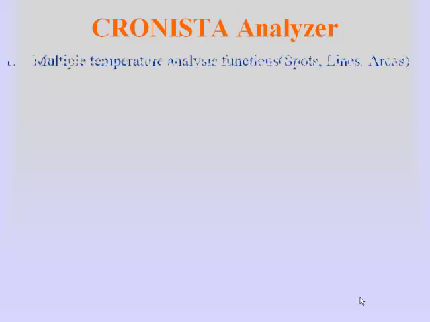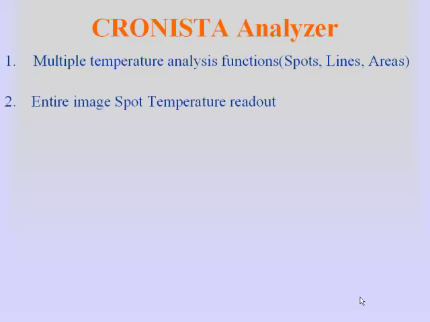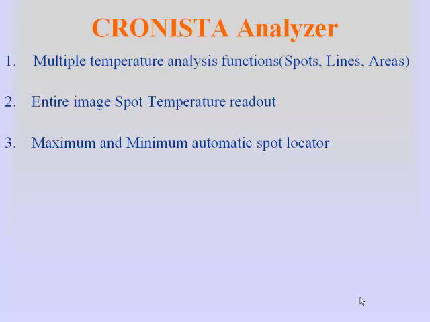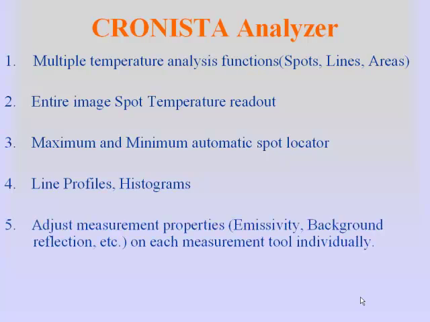Cronista Analyzer has multiple spots, lines, and areas. You can see a temperature readout of every spot in the image as you move the spot cursor around your image. There is an automatic hotspot and cold spot locator function. You can make use of line profiles and histograms in your analysis. You can adjust the measurement properties of each measurement tool individually.